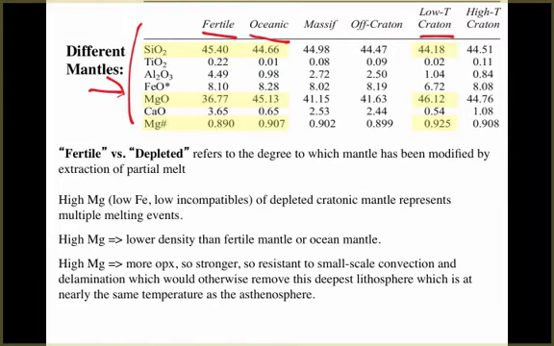So high magnesium in depleted cratonic mantle represents multiple melting events. That leads to lower density than a fertile mantle or the oceanic mantle. And that will result in more orthopyroxene, so it's generally stronger, resistant to smaller scale convection and delamination that would otherwise remove the deepest lithosphere that is nearly the same temperature as the asthenosphere.